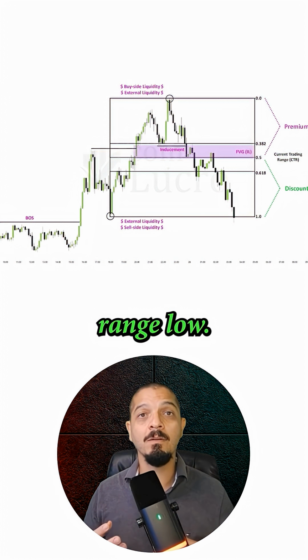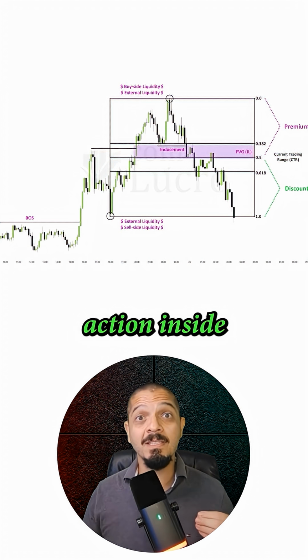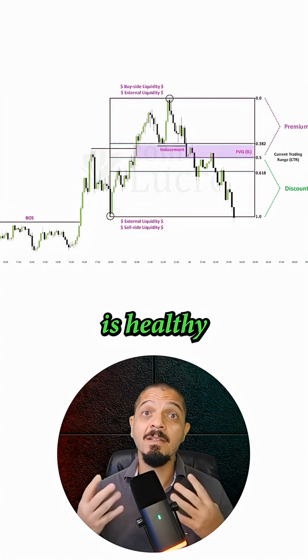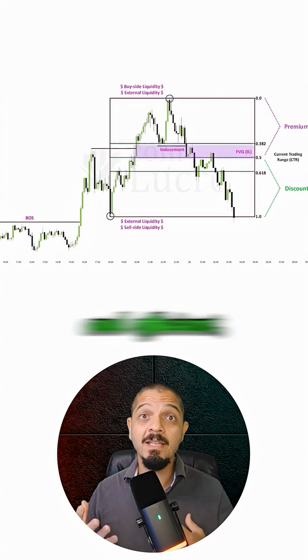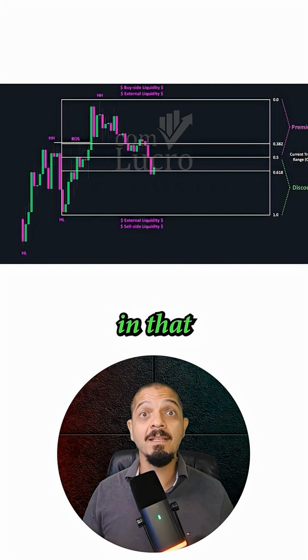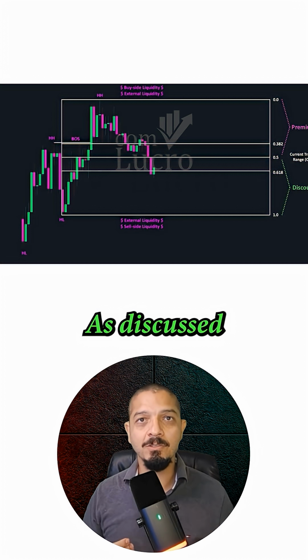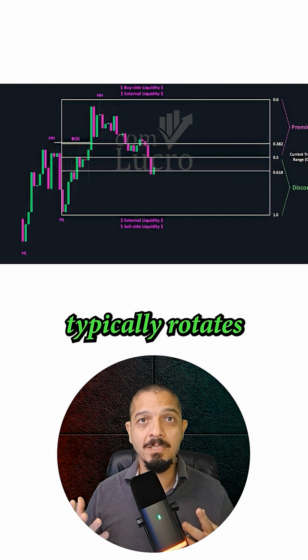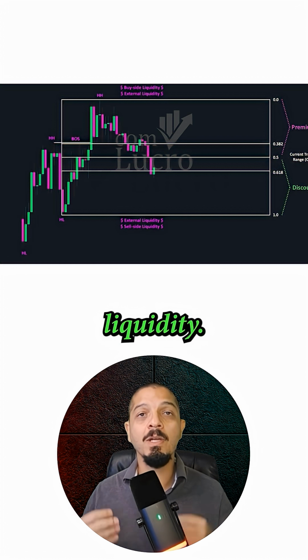So what happens when price action inside the trading range is healthy and efficient, meaning there is no remaining internal liquidity to be taken? How does the market behave in that environment? As discussed earlier, price typically rotates between internal and external liquidity.